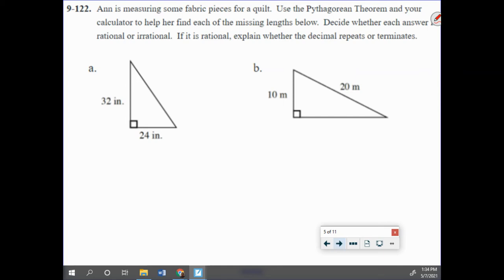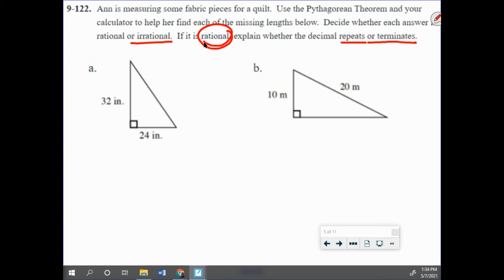Remember what rational means. Rational numbers are numbers that repeat or terminate. Irrational don't, like pi, okay? So you're doing 2 parts. You're finding the missing side, and you're telling me if it's rational or irrational. If it is rational, you're saying how you know, okay?